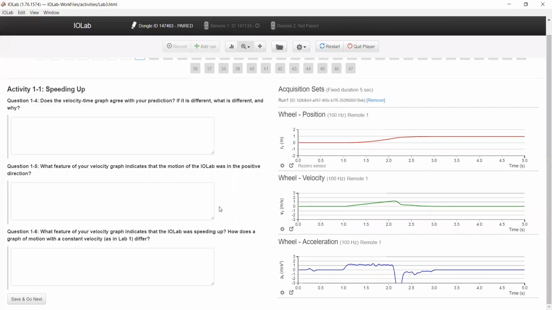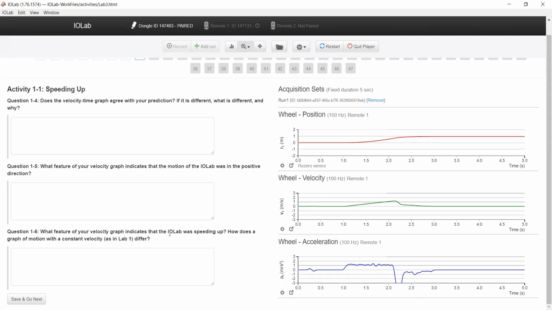After we compared the position time graph, they want us to compare the velocity time graph also. The reason of interest is whether the IOLab is speeding up. This is part of the reason. So that's what we'll see while answering. What feature of your velocity graph indicates that the motion of the IOLab was in the positive direction? We did it in lab 2 also, if you remember, introduction to motion.